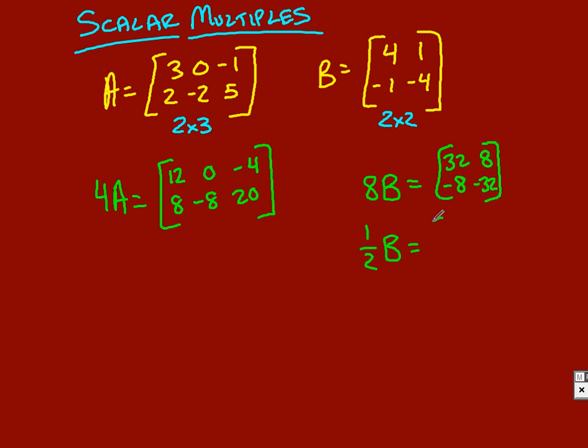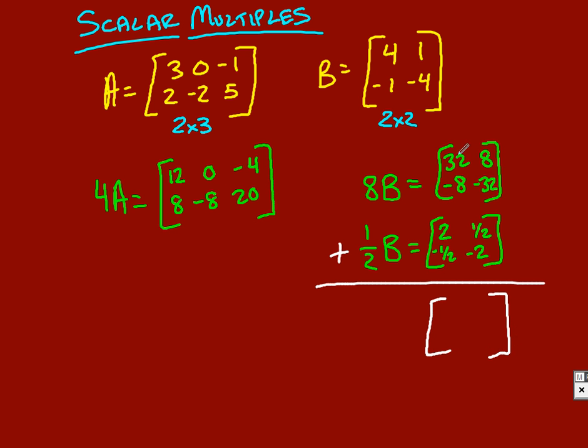I can also multiply by fractions, or really even technically divide by numbers if I want to as well. So 4 times a half is 2, 1 times a half is a half. That means negative 1 times a half is negative 1 half, and negative 4 times 1 half is negative 2. So I can do scalar multiples as well, and I could take these two that I just created and add them together now. They are still the same dimension, so I could add 8B plus a half of B, and end up getting this resultant matrix, whatever it is.